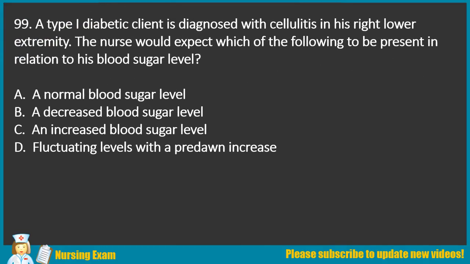Question 99. A type I diabetic client is diagnosed with cellulitis in his right lower extremity. The nurse would expect which of the following to be present in relation to his blood sugar level? A. A normal blood sugar level. B. A decreased blood sugar level. C. An increased blood sugar level. D. Fluctuating levels with a pre-dawn increase.